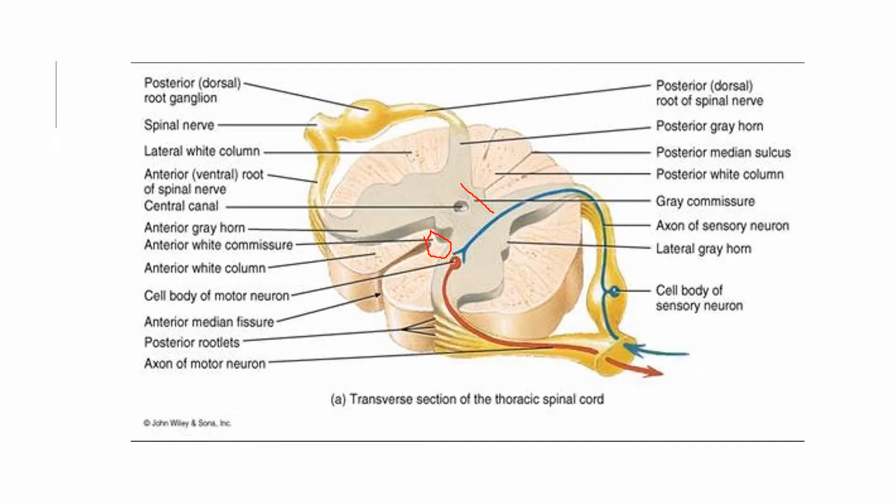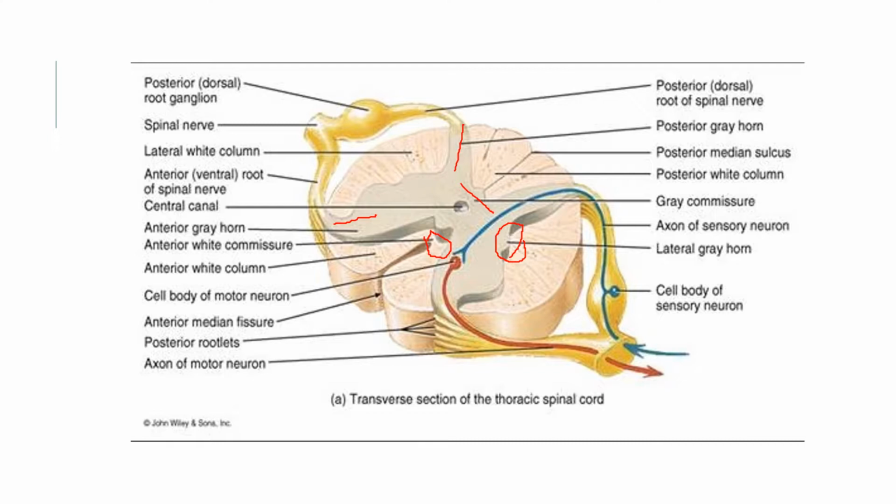We then have the horns. We have a dorsal horn and an anterior horn. These are where the sensory neurons enter and synapse with the associated motor neurons. This lateral horn here is only visible in T1 and T2, and this contains autonomic neuron cell bodies.